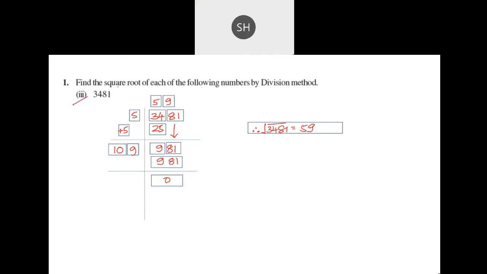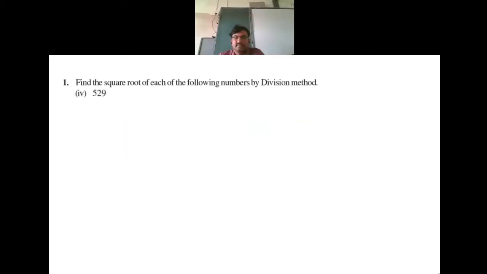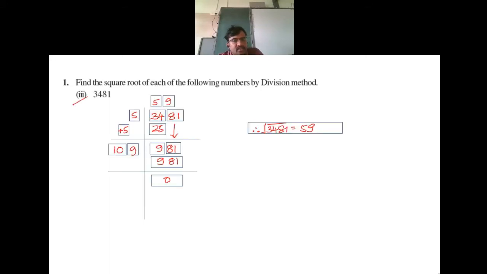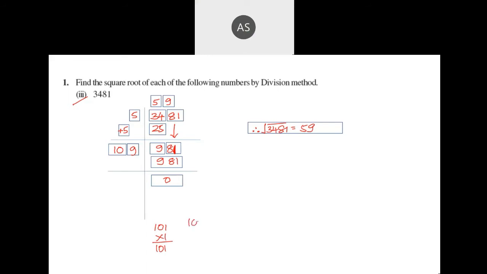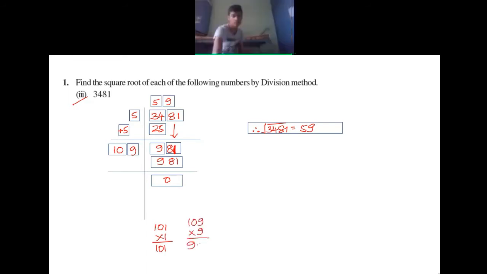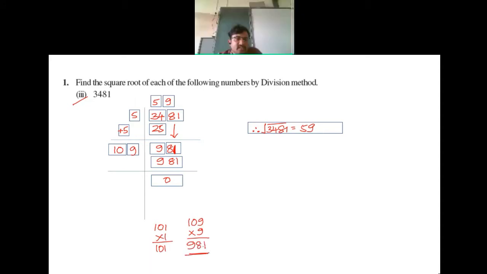Yeah, it's clear. Okay. So how to find that 9, sir? We have to look at the units place. 1 is there in the units place. So either you should multiply with 1, which becomes very small, or you have to multiply with 9. We get 989 and 981 exactly.